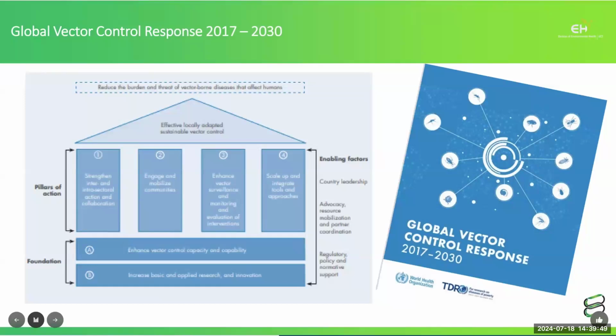But of course, then we have the enabling factors. We can never do these things if there's no leadership, if we're not advocating for resources, and also if our regulatory system and normative support, which could be research, is inhibiting. So all these things are important, and I'm happy that Prof. Basil's presentation, as a country, is also touching on some of these things. The next slide, please.